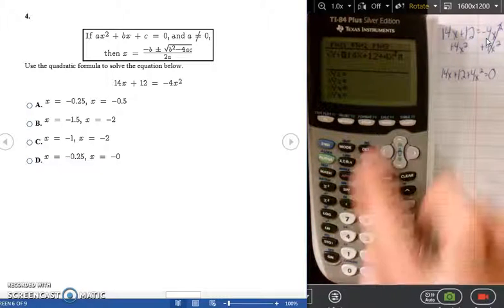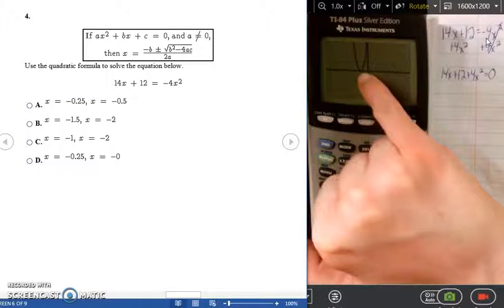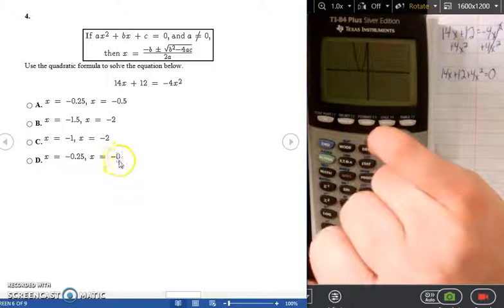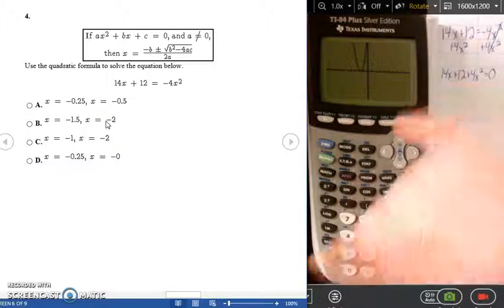And so now I'm going to go ahead and do zoom standard so I get that window that I know what I'm looking at. And I see where it crosses the x-axis. I see it's going to be two negative numbers. So that could be any of my choices except D because it doesn't cross at 0. And so I'm going to go ahead and see what happens when I try to calculate it.